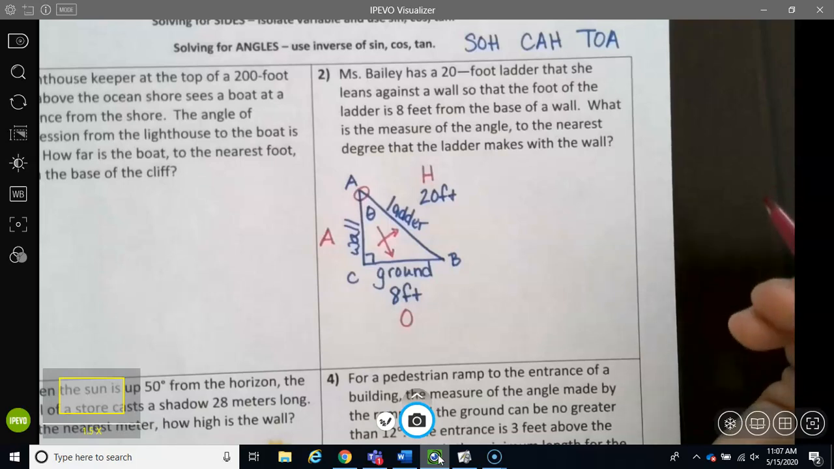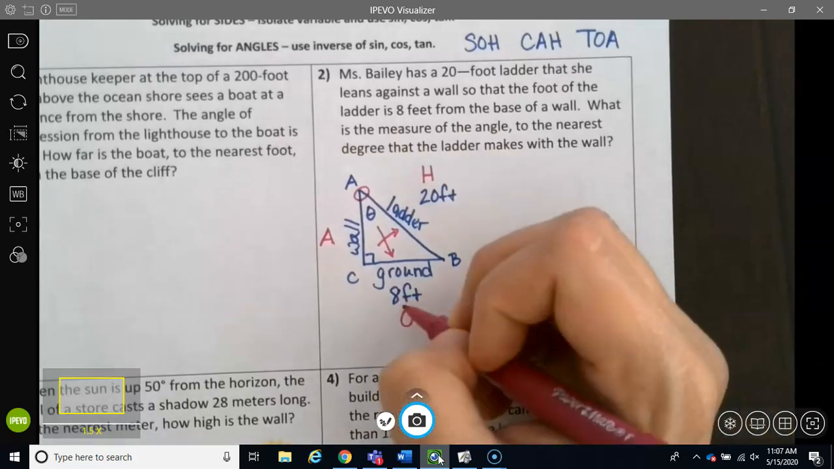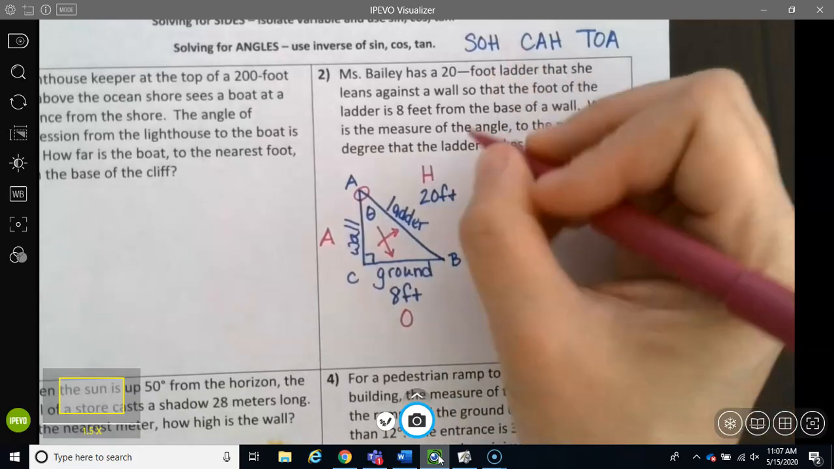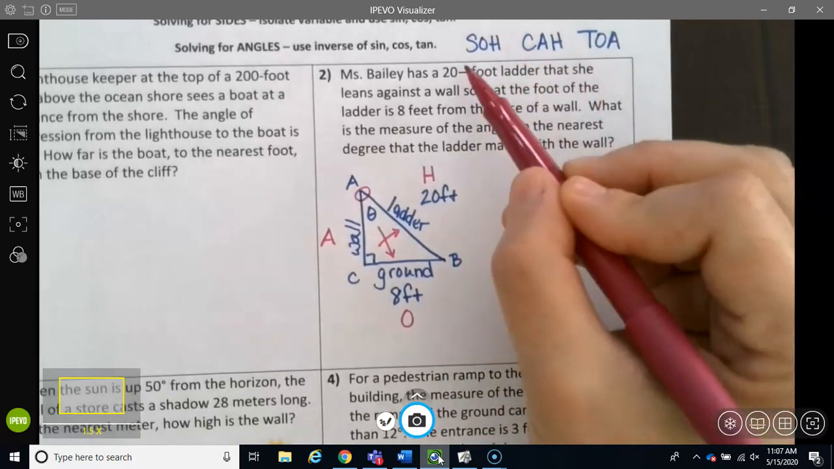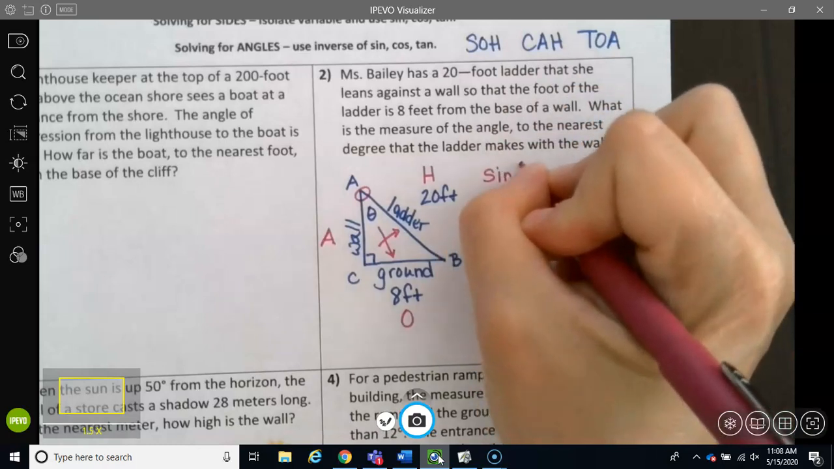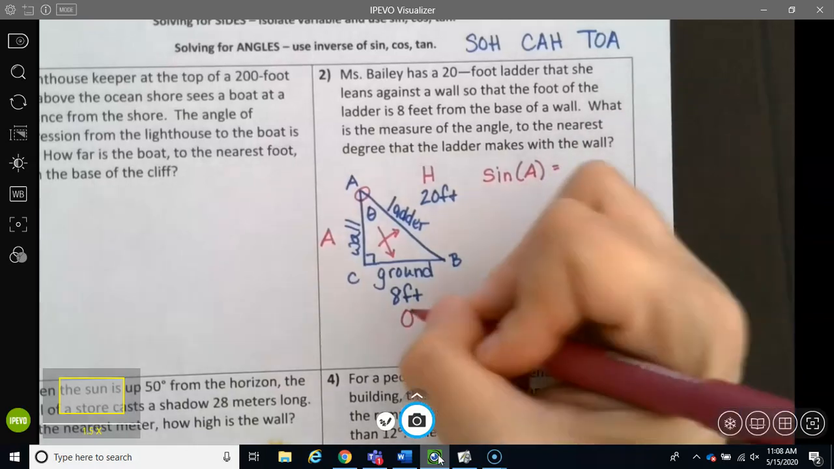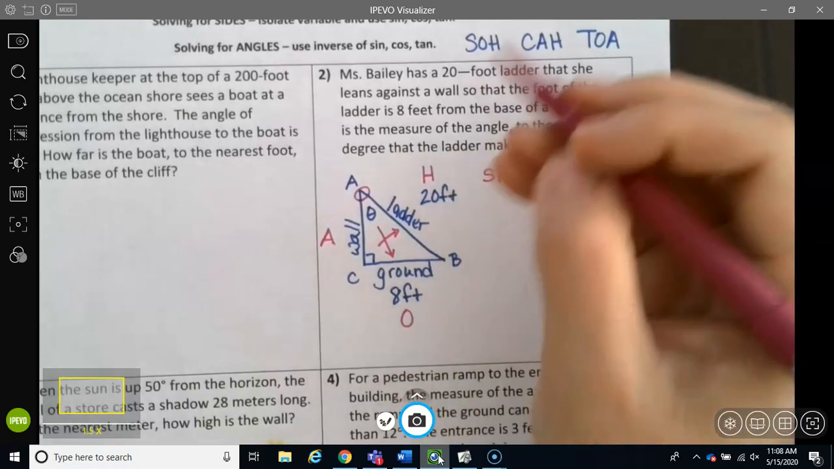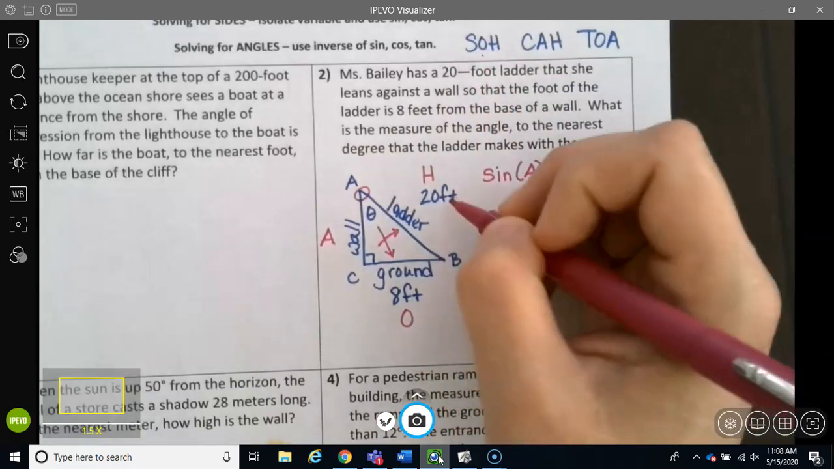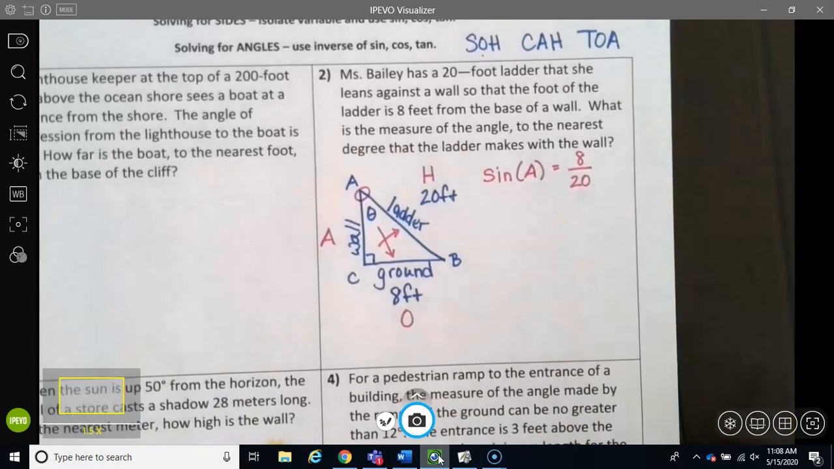Now, whenever you're finding an angle, you have to use the 2 sides that you actually know the lengths of. So we know this 8 feet and that 20 feet. So we know the opposite and the hypotenuse sides. We've got to use the function that uses opposite and hypotenuse, so that will be sine. So we're going to use sine of A, because that's the angle we're trying to find, is equal to the opposite side over the hypotenuse side. Sine equals opposite over hypotenuse. So 8 over 20. And now our trig function is set up.